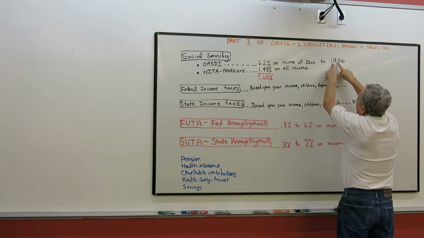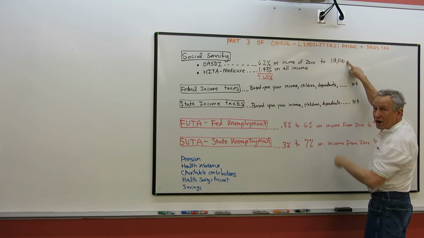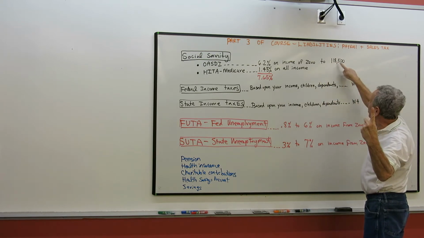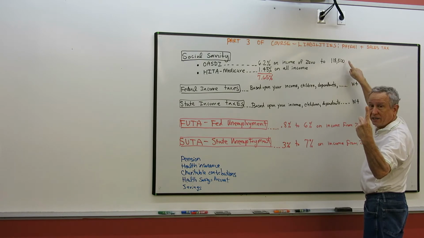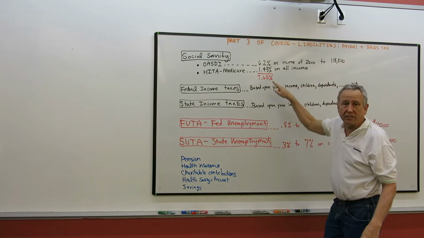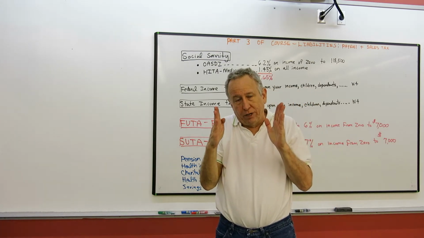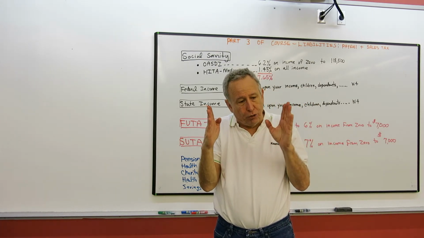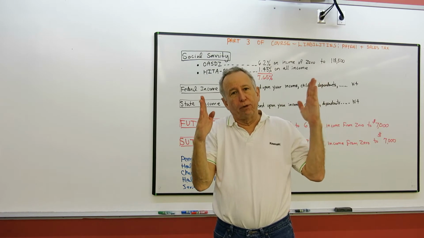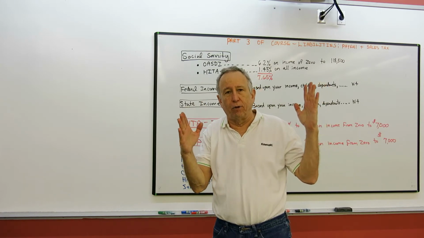Now, if you get up to $118,501, that next $1 will not be taxed. You see, again, that's the logic. There's a window, an envelope, and you're taxed at 6.2%. But once you break through the threshold, the upper threshold, you don't have to pay tax on that anymore.